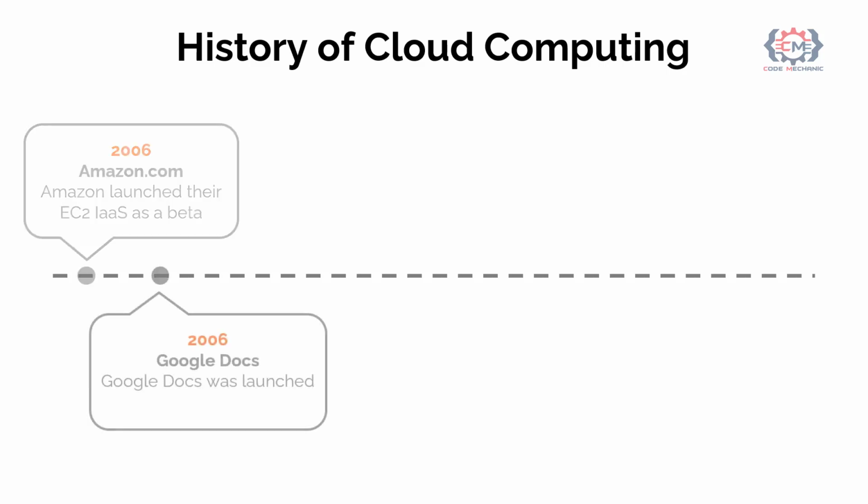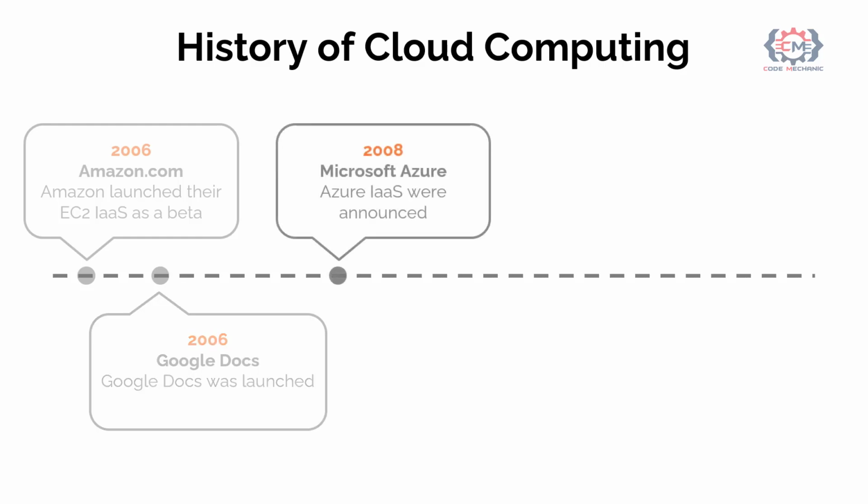After that, Google Docs was launched in 2006, and if you are not familiar with it, Google Docs is kind of like a Microsoft Office in the cloud. So Google Docs provides a word processor, a spreadsheet and a presentation tool all up in the cloud, and your data is stored in the cloud. Then in 2008, Microsoft Azure was launched, the Azure IaaS or Infrastructure as a Service. This is when Microsoft really jumped into cloud computing.